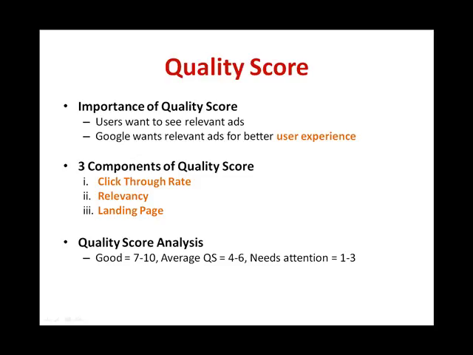A good quality score is between 7 to 10. An average quality score is between 4 to 6. A quality score that needs attention is between 1 to 3. In fact, if your quality score is 1, your ad wouldn't even be shown. So remember to always check back your click-through rate, keyword, ad, and landing pages to make sure that everything fits together to produce a high quality score.